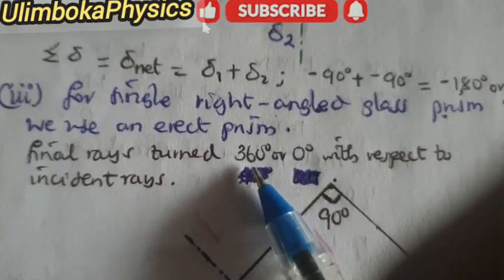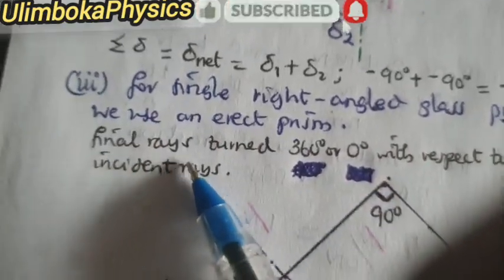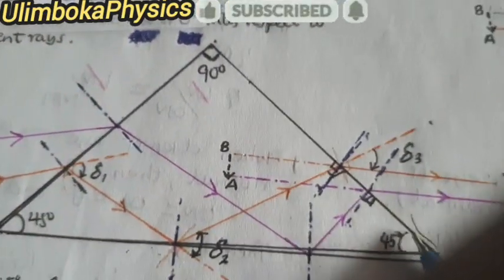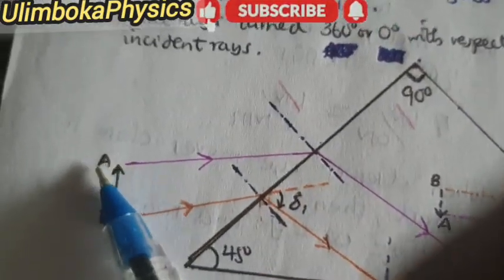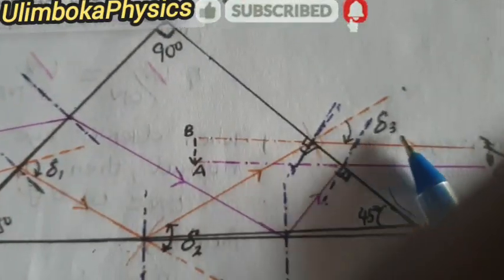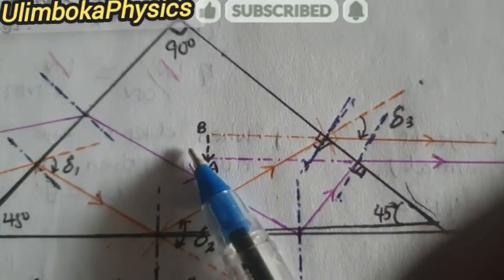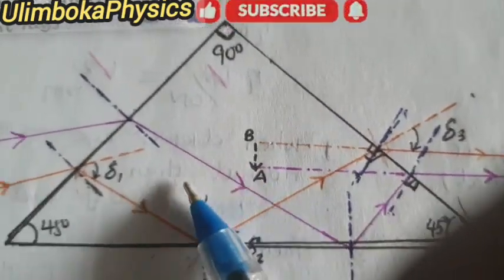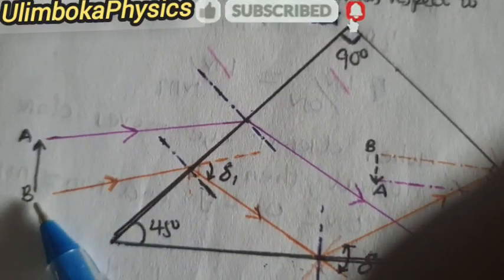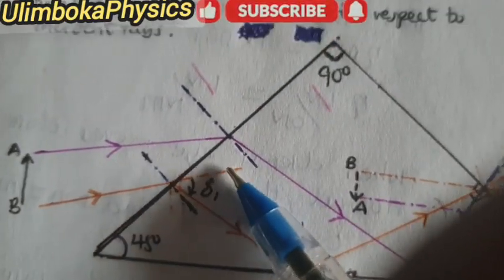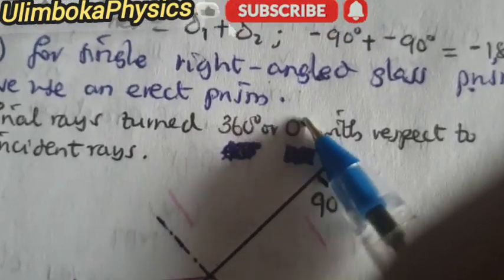Or we can also use a single right-angled glass prism, that is, a rectangular prism. The base is at the bottom and the apex is at the top, and this is our object which is upright, and the final image of this object will be inverted, as in this case. Let us take a look at this yellow ray so that we can understand how the net deviation becomes 360 degrees or 0 degrees.